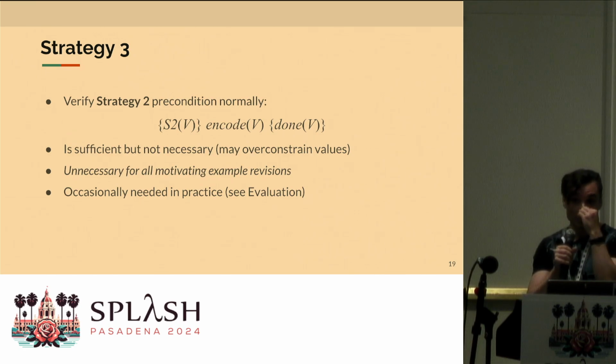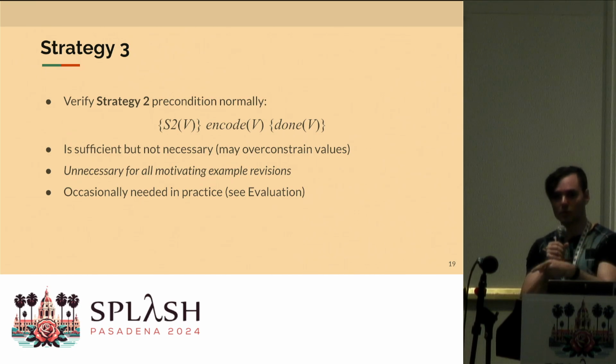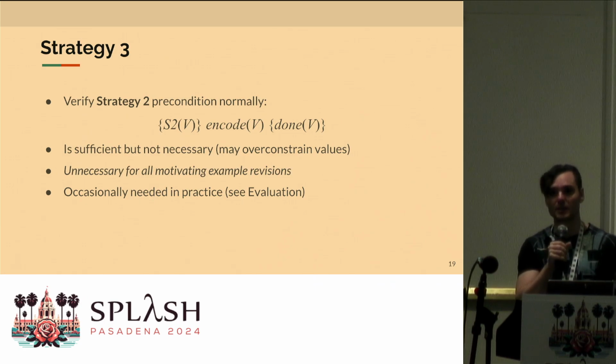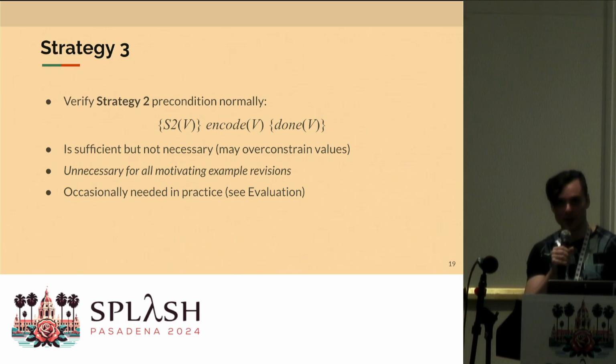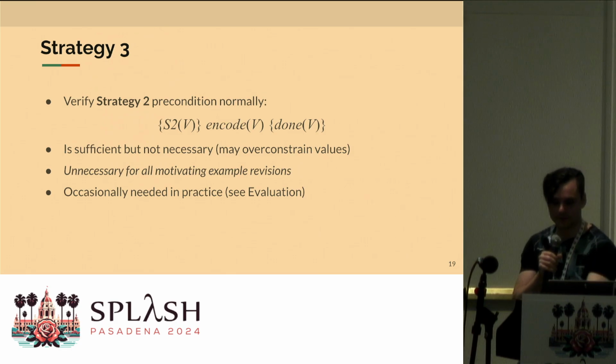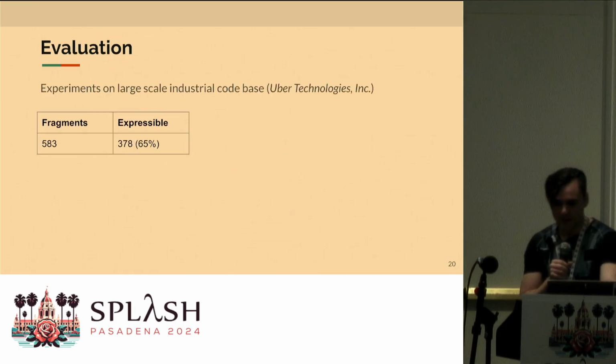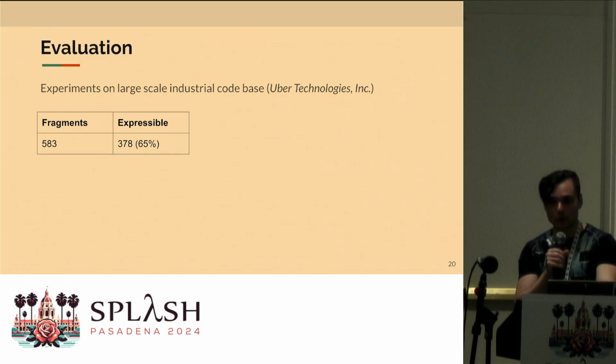Nevertheless, the developer can still use it as feedback, and Ginger will inform them that you will not have any deadlocks if you satisfy this property, but there might be some values which are also safe to use, which are not covered here. So to evaluate Ginger, we let it loose on the code base of Uber, who generously supplied it to us.